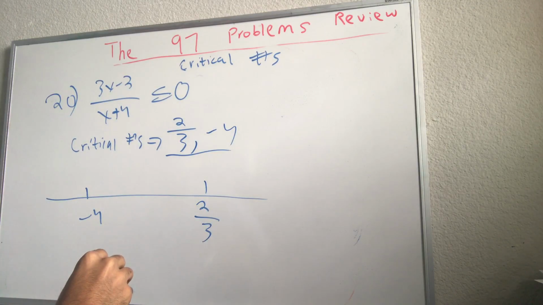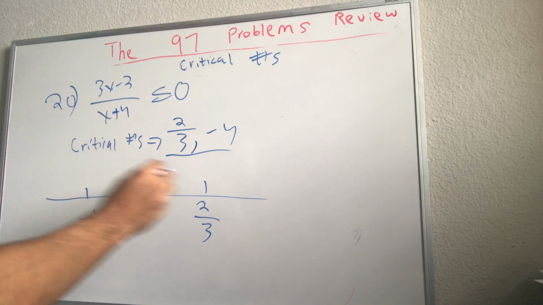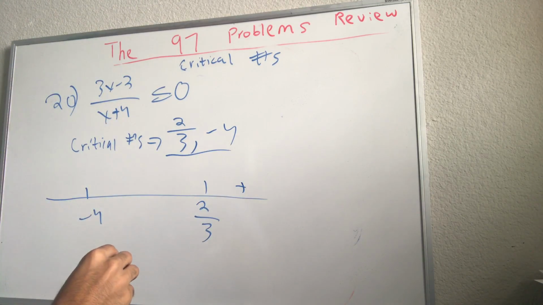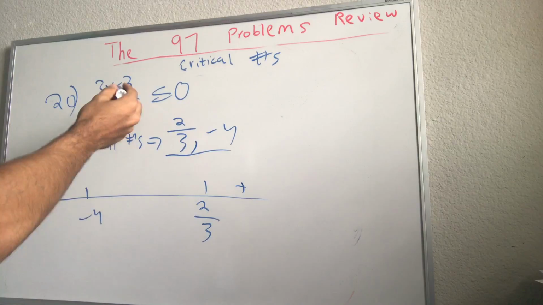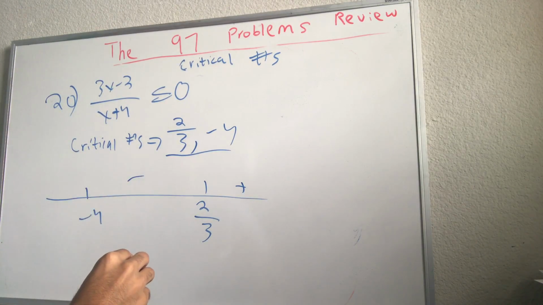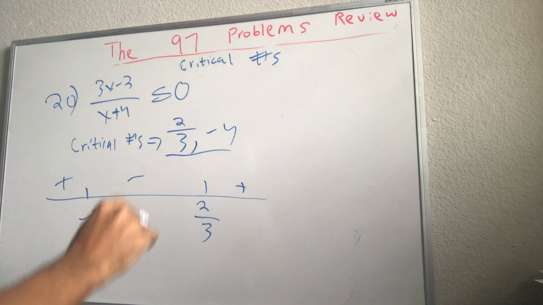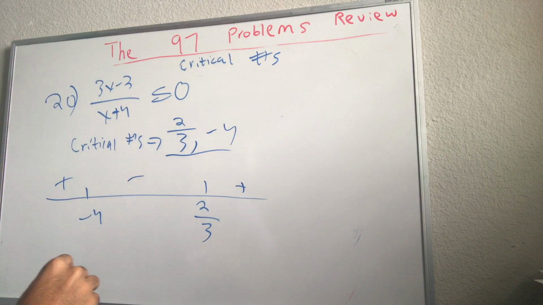We take any value, right? Take 1. Here you get 1 divided by 5. So obviously this is positive. Take 0, right? So you get -2 divided by 4. That's negative. Take -5. Well, that gives you negative here, and that gives you negative here. So that's positive. So this is what we have here. And now we're looking at values for which this is less than or equal to 0.